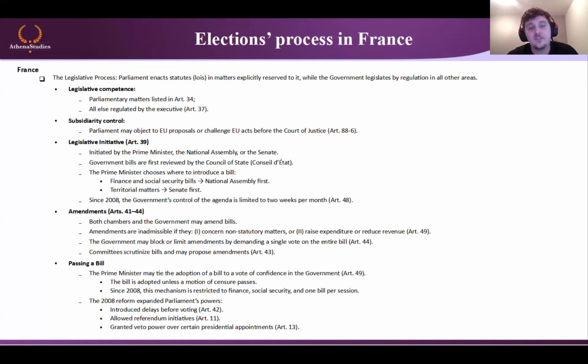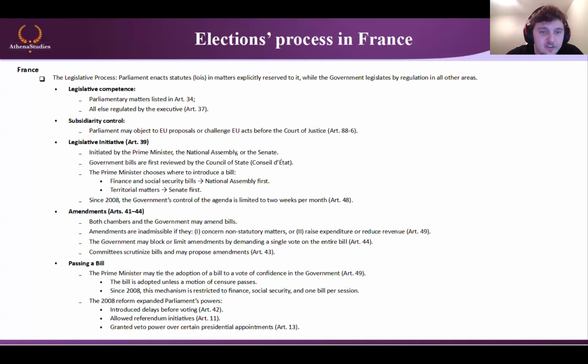So basically, the legislative process: the Parliament enacts statutes, so loi in French, in matters explicitly reserved to it, while the government legislates by regulation in all other areas. The legislative competences are listed in Article 34, or else regulated by the executive, Article 37. As regards subsidiarity control, the Parliament may object to EU proposals or challenge EU acts before the Court of Justice.